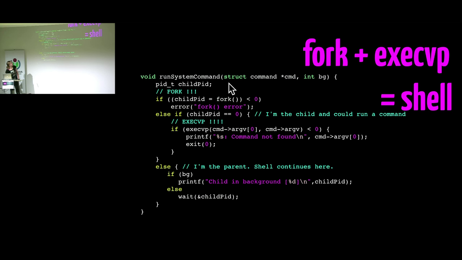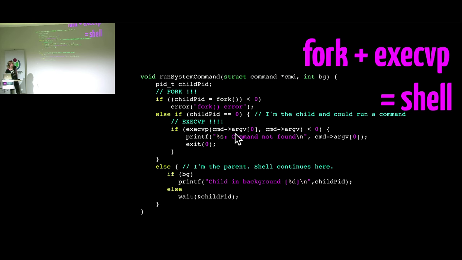Run system command is running our command, and then also we have this background flag here, right? So again, we are recording the child PID to make this decision what to do in the branch of the parent and what to do in the branch of the child down here. So we're doing two different things. And the child is where we can run the execvp.